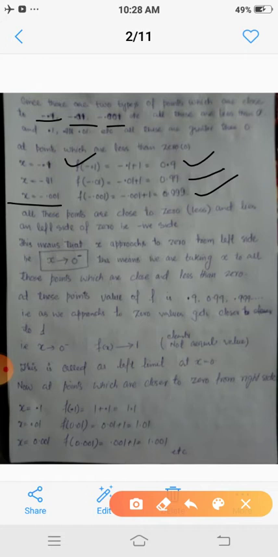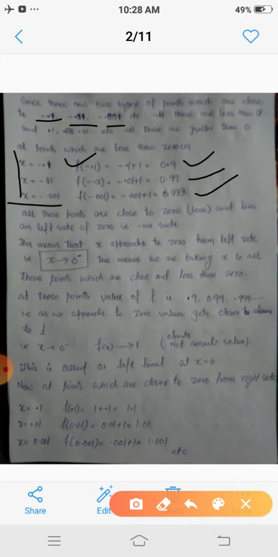So all these points are close to 0, that is less than 0, and lie to the left of 0, that is on the negative side, because on the number line the left side is taken to be the negative side. This means that when we get closer and closer to 0, that is when we approach 0 from the left side, at these points, because minus 0.01 is much closer to 0 than minus 0.1.